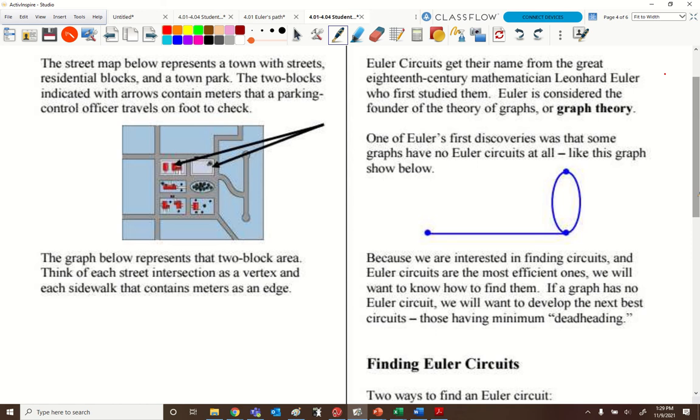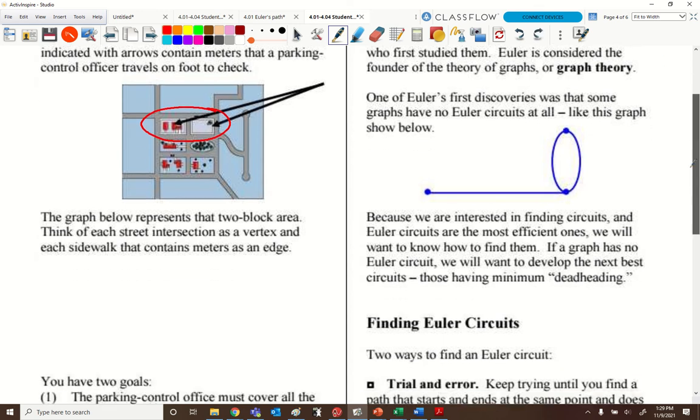It says, street map below represents a town with streets, residential blocks, and a town park. 2 blocks indicate the arrows contain meters that a parking control operator travels on foot to check. So this is the one we're talking about. We got these 2 buildings, and there's a street going down the middle, right? So that means that there's also parking meters inside there on both sides of the street. Okay? All right, there's sidewalks on there.